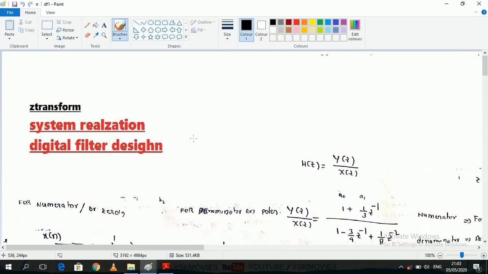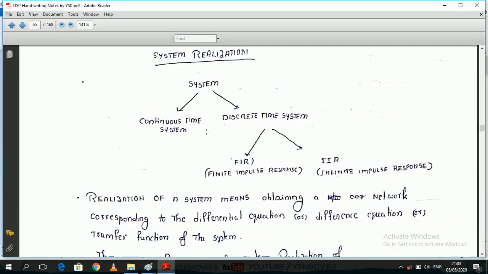filter design. So to design such filters, you must know about system realization. To understand system realization, you should know Z transform. So everything is interlinked. So this is the overall concept of digital signal processing. So let's start system realization.